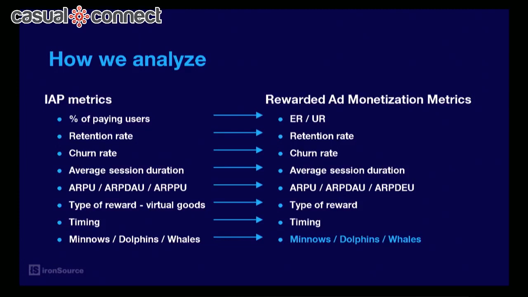So the message here is when you're trying to optimize with rewarded ads, the KPIs and the metrics that you want to look at are exactly the same. Okay? The question is, are you actually looking at them? Are you optimizing towards them? Are you even measuring them?